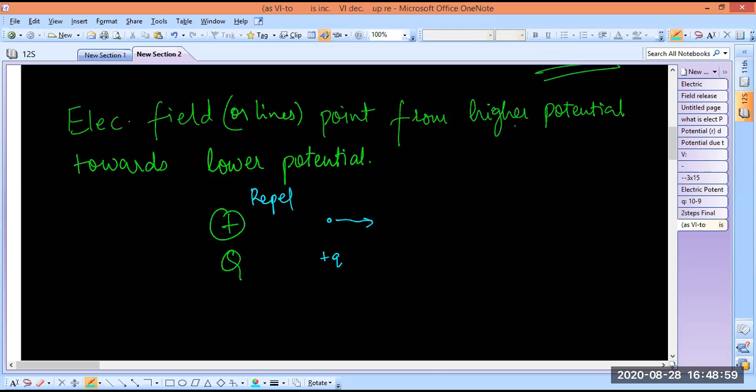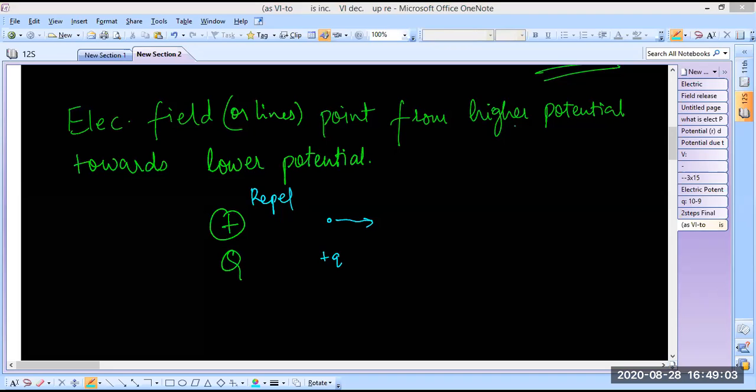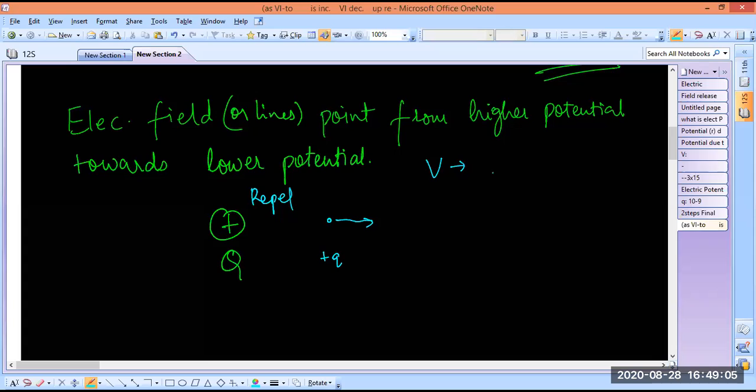But sir, that is not correct. Potential does not depend on charge. V is independent of test charge. Don't forget that, right, Avinash? So whatever you said is not true. So let's continue with what I was saying.